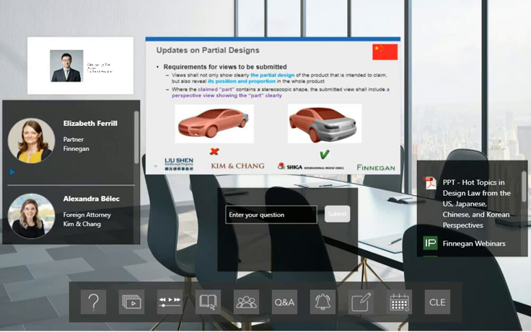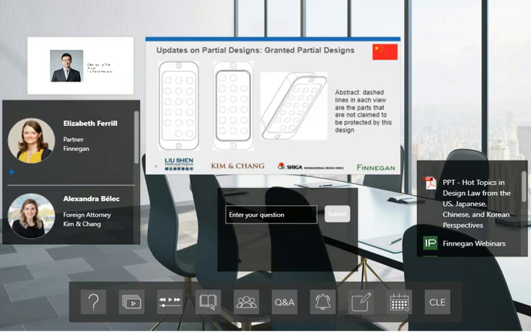And if the claimed part contains a 3D shape, the submitted views should include a perspective view showing the part clearly. So we can see here's the car. If we claim protection for a partial design for the bottom of the car, we need to show clearly the bottom. And there are not too many partial designs that have been granted. So we checked the database and found some examples to show to you.